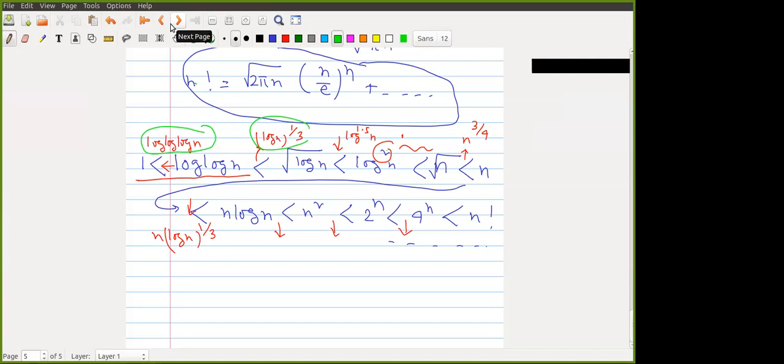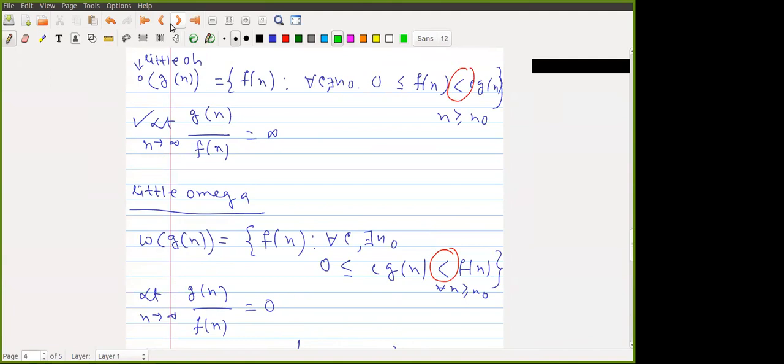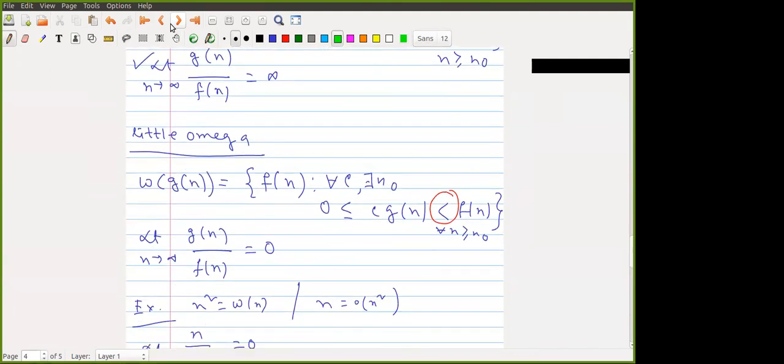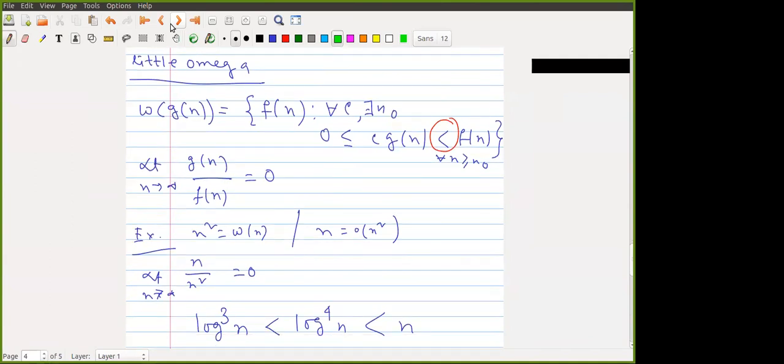Okay, in the previous example, can you scroll up to the omega n example? Yeah, it's little omega. So in that, omega of n square is equal to omega of n, right? Shouldn't it be n log n or something like that? Yes.